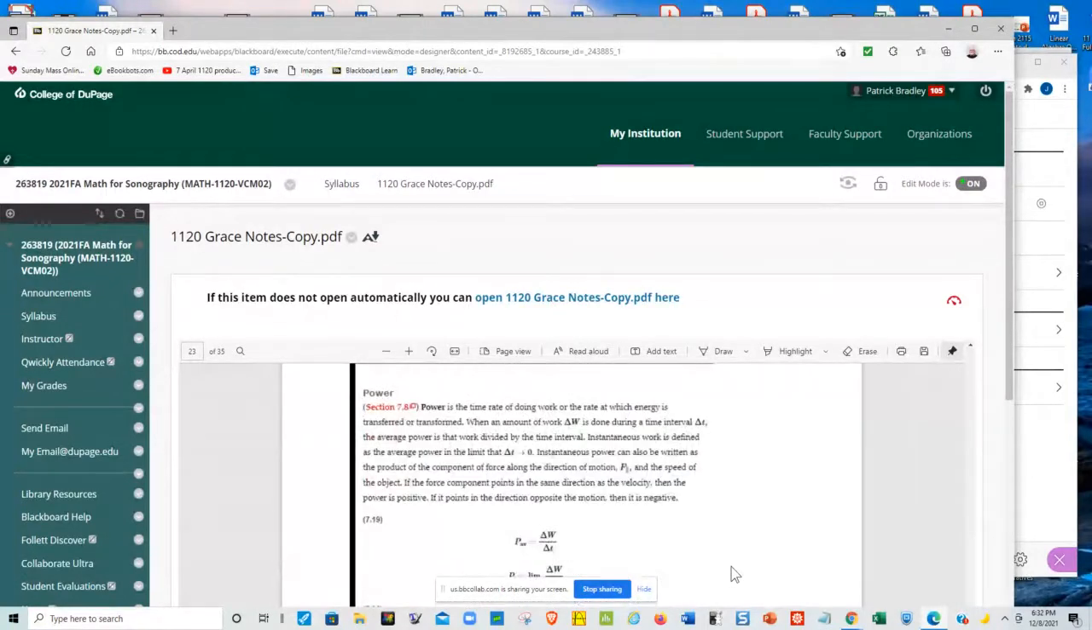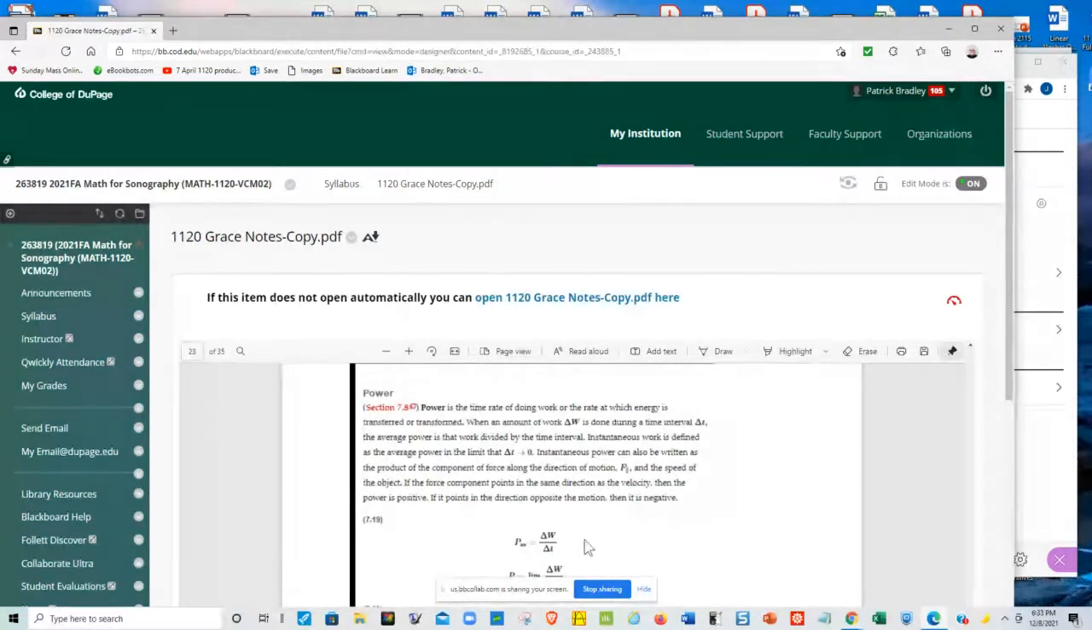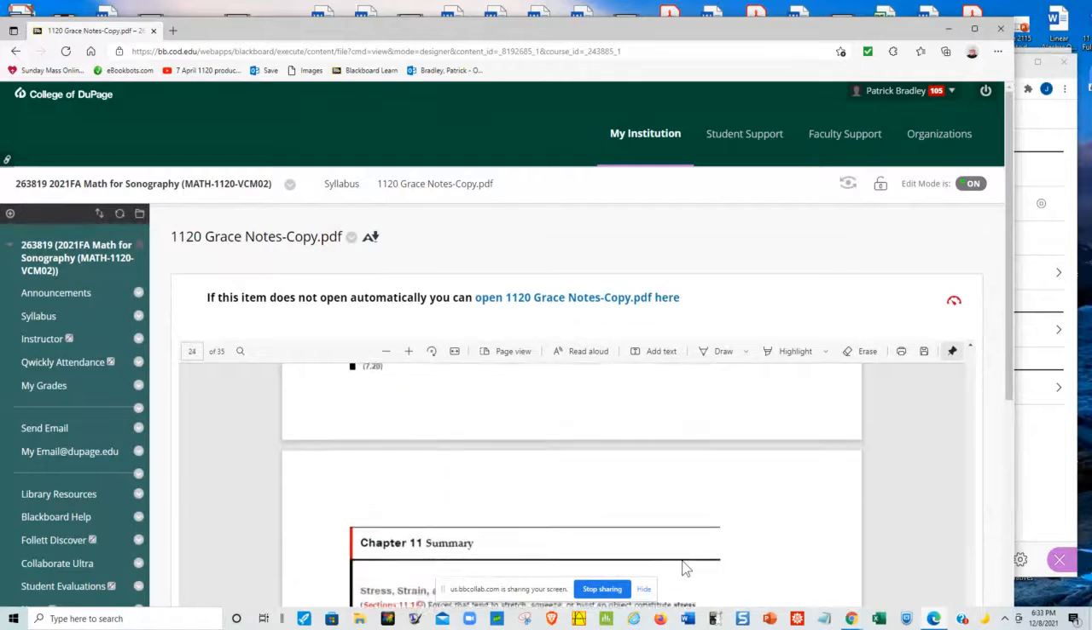Then we started talking about power. And you might remember that power comes in watts, and a watt is a joule per second. So it's energy per unit time. And that's what it says here. Power is the time rate of doing work, or the rate at which energy is transferred or transformed. And so that is the change in work divided by the change in time. Then we did some problems with that, but actually not a lot of problems until later. But you remember that the unit of power was a watt, and that would be a joule per second.